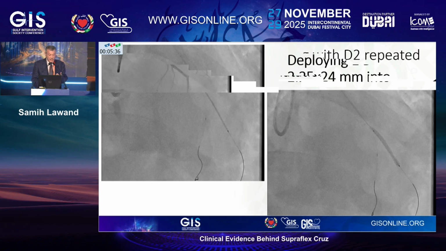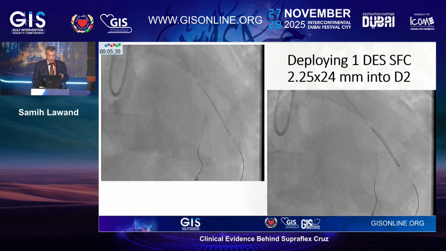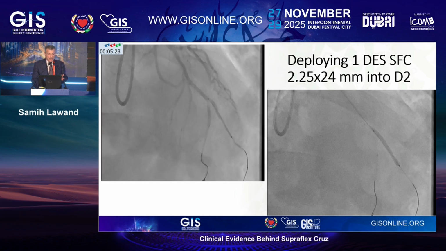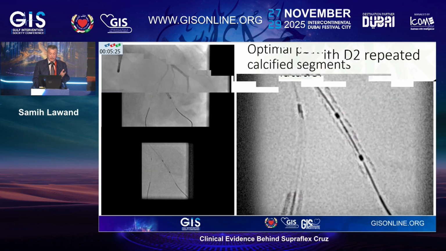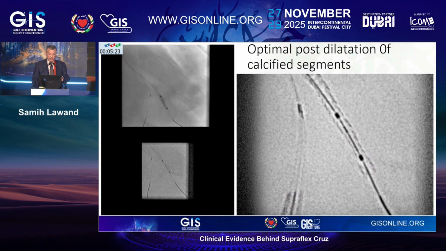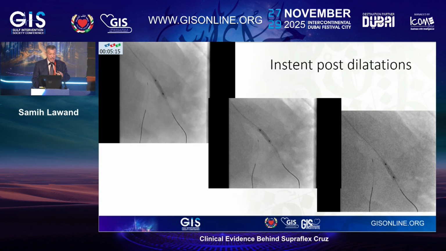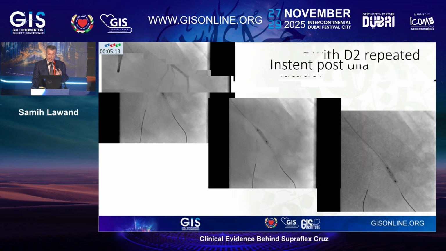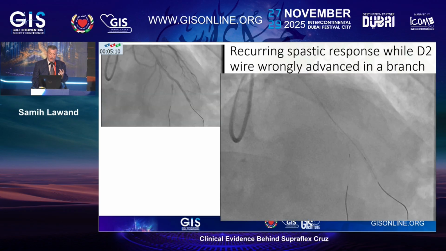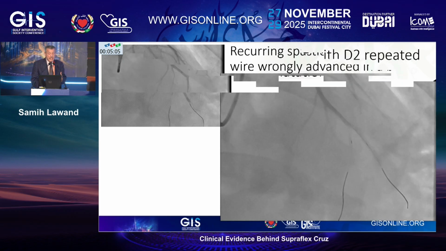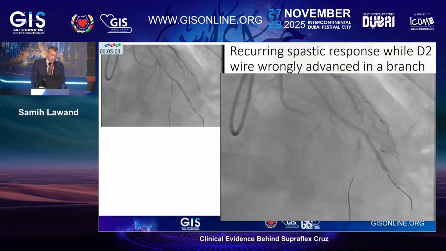However, the stent was advanced successfully, and I decided to do it without a balloon across the LAD at that time. Positioning was proper, and then post-dilatation, especially since the calcification in the middle of the diagonal was clearly showing issues to be fixed. Post-dilatations were done, only to again develop spastic responses, with the D2 wire wrongly advanced into a distal branch. If you notice it, it will be shown in the next image.